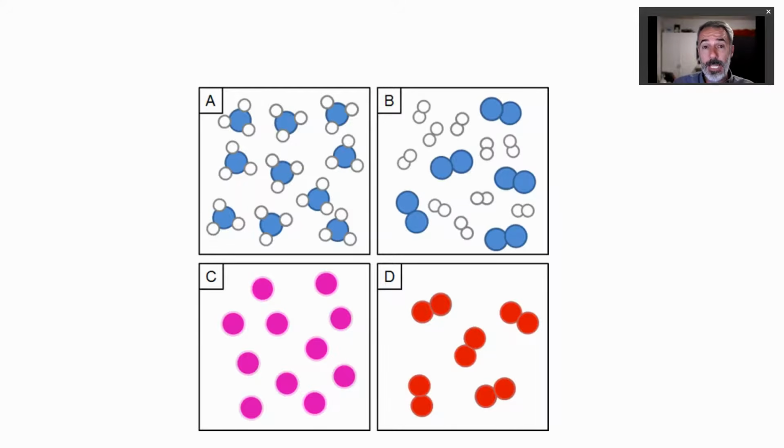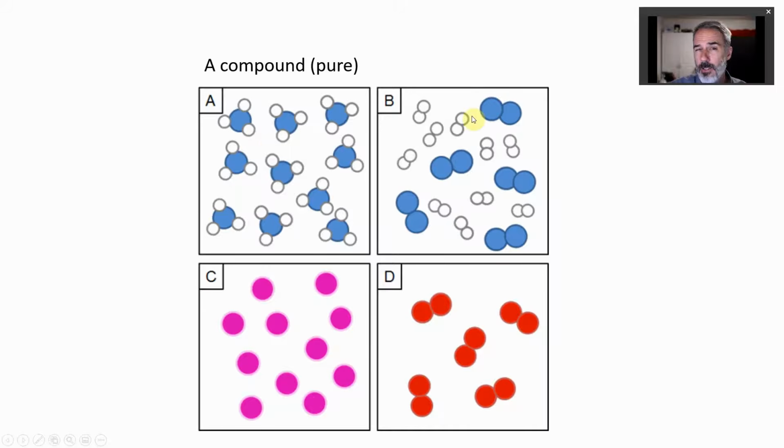Let's try this. In A, I want you to tell me, first of all, does it represent a pure substance or a mixture? It's definitely pure. Is it an element or a compound? It's a compound, right? Because there's more than one thing attached together, different types of atoms.